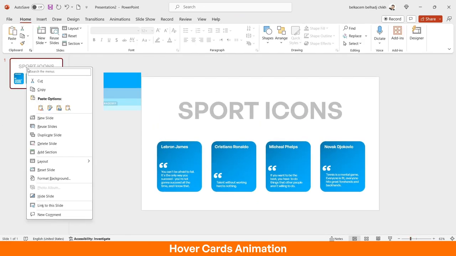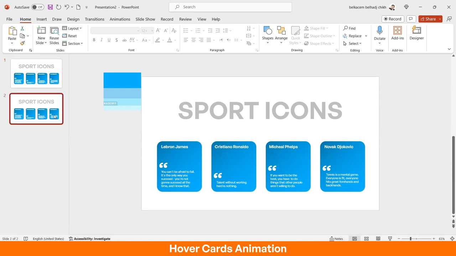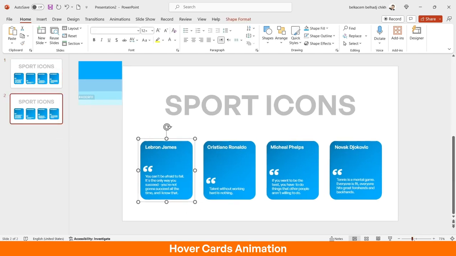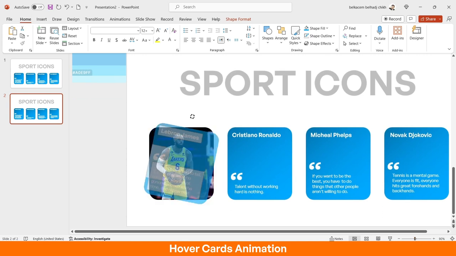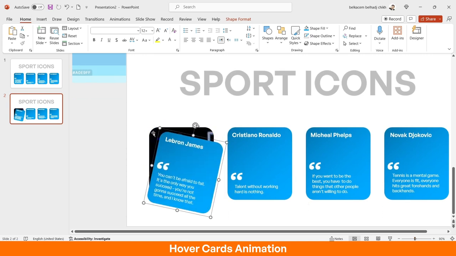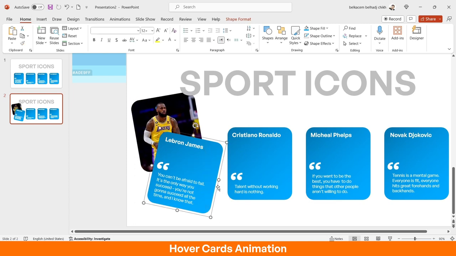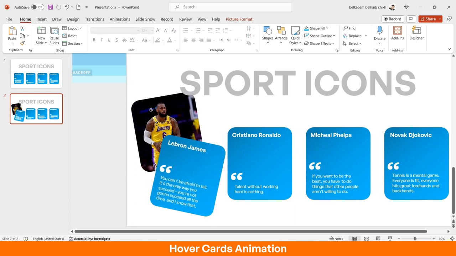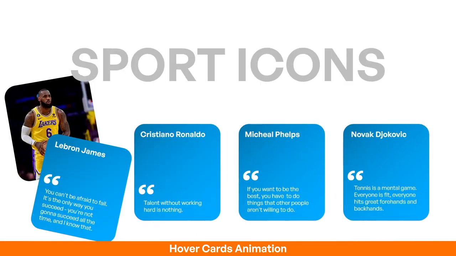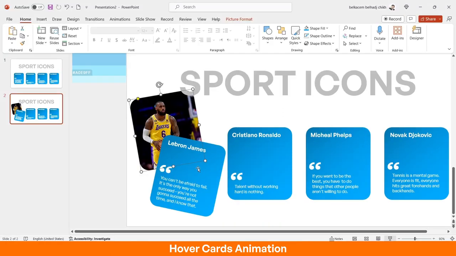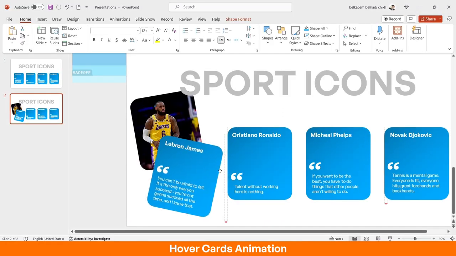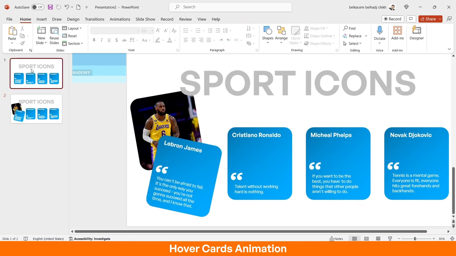Me too. So let's duplicate that slide. Then go to the LeBron James card. Zoom in a little bit. Rotate it like that. And then bring the picture to the top like that. Then rotate it, do some adjustments. Let's preview it. I think it's so close to the Cristiano Ronaldo card, so I'll move it away a little bit. I think this is better.